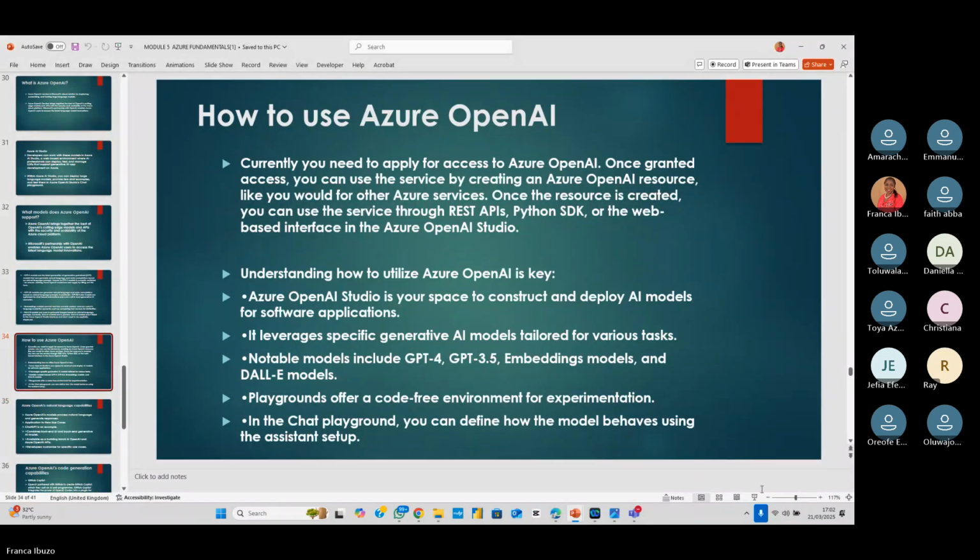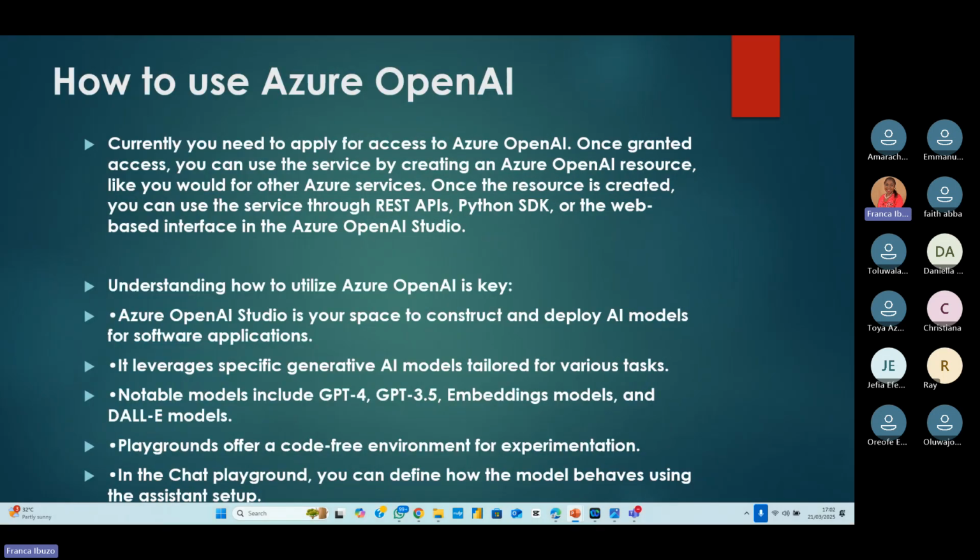Okay, so let me break this down some more. How to use Azure OpenAI. Currently, you need to apply for access to Azure OpenAI. Once granted access, you can use the service by creating an Azure OpenAI resource, like you would for other Azure services. Once the resource is created, you can use the service through REST APIs, Python SDK, or the web-based interface, the Azure OpenAI Studio.